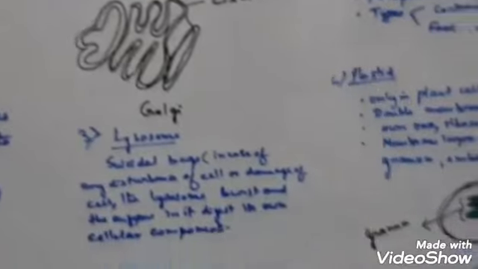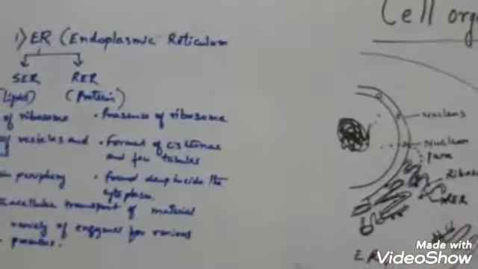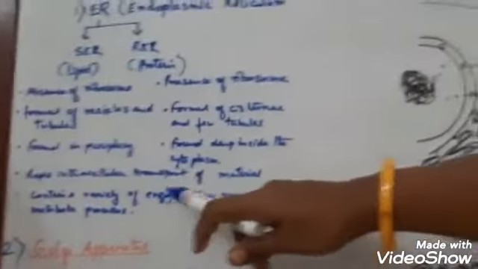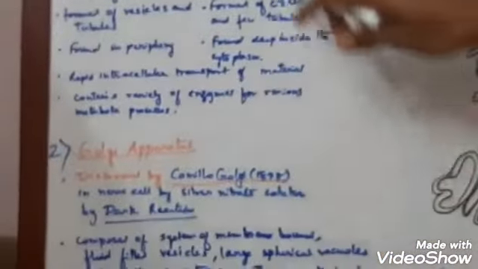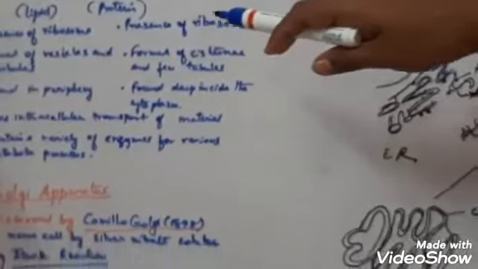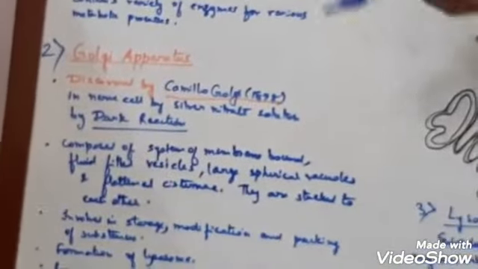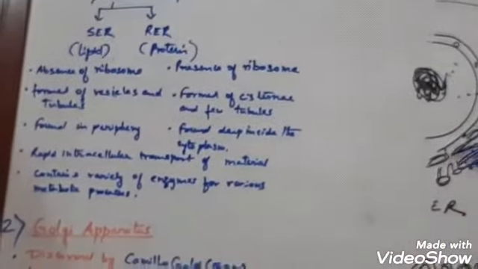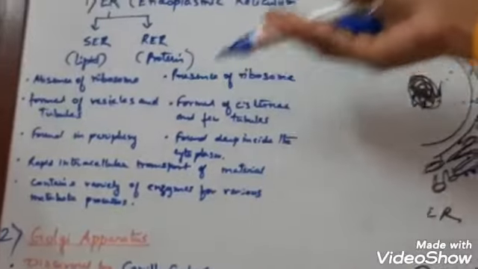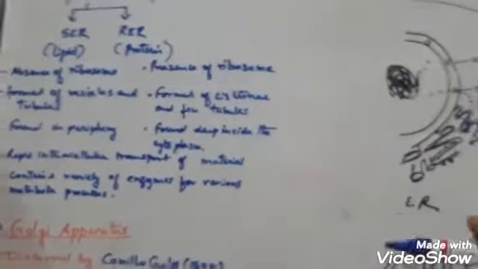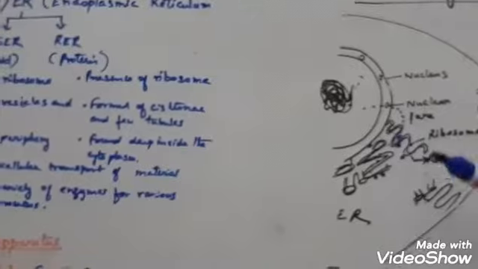Both SER and RER are very important because they play an important role in the transport of materials, and they also contain several enzymes for various metabolic processes in the cell. So these are the functions of the endoplasmic reticulum. Next, here in the SER and RER, you can see some differences. You can learn the differences between the SER and RER, and I have just mentioned three differences here. You can write many more. You can refer to an NCERT book or any other book.